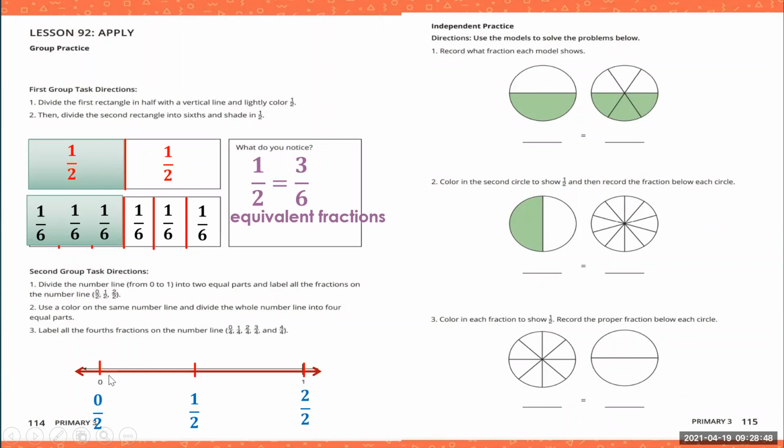Now let's divide it into 4 equal parts. It means I will divide each half again. So start from 0. This is the first half, 1, 2, 3, 4. Excellent, my dear. Let's put our fractions. On 0, we will put what? We have 4 equal parts now. So 0 equals 0 over 4. Let's continue. 1 over 4, 2 over 4, 3 over 4, 4 over 4.